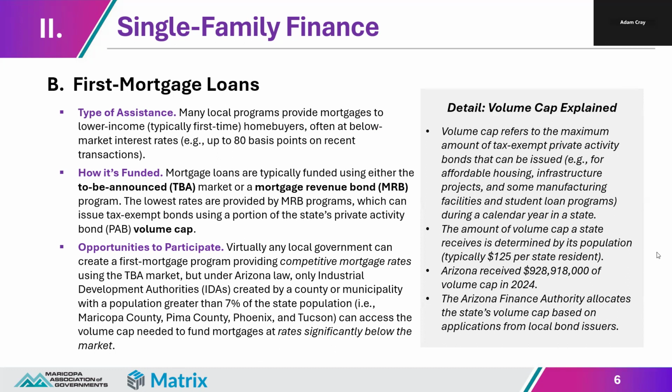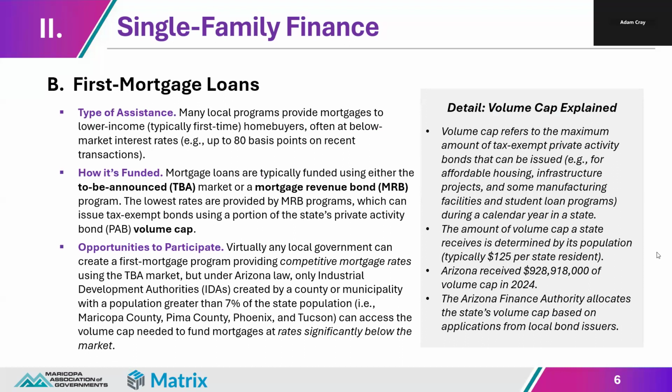So there are a couple of ways first mortgage loan programs are funded by local governments. And really the two main ways are through the TBA market and through mortgage revenue bond programs. Only one of those solutions gets you deep discounts below the market, and that's the MRB program. And that's only if you're able to issue tax-exempt bonds. And there are some caveats around that and some things to think about in terms of your ability to do that.